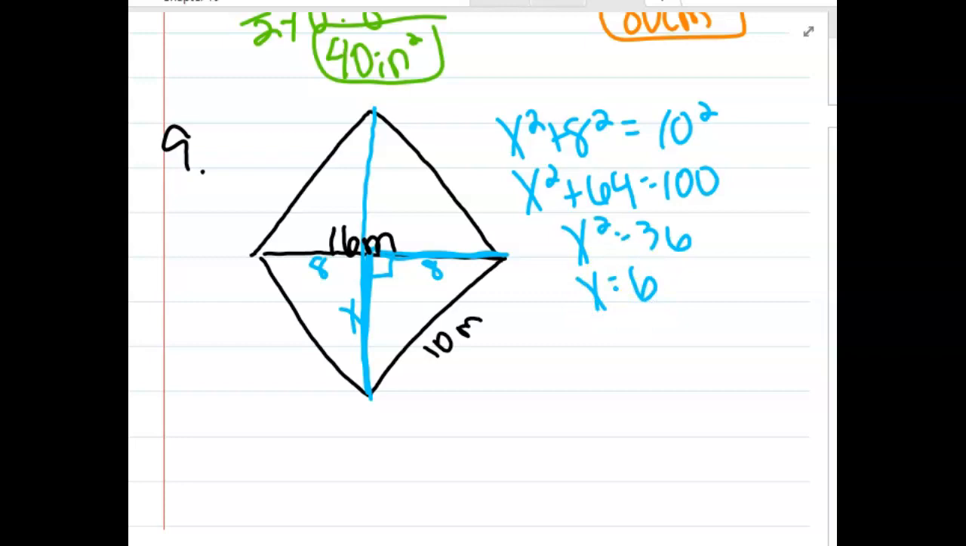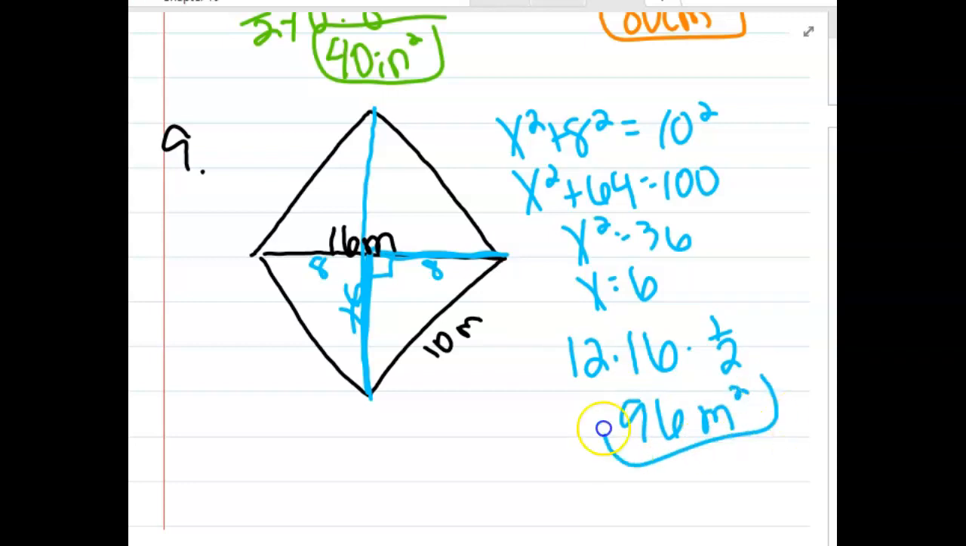Now remember, that 6 is just that chunk of that diagonal. I need the whole diagonal. What's the whole diagonal? 12. So you're going to take 12 times 16 times 1/2, and you should get 96. I did that wrong in the last class. I said 72. It is definitely 96 meters squared. Okay, very good.